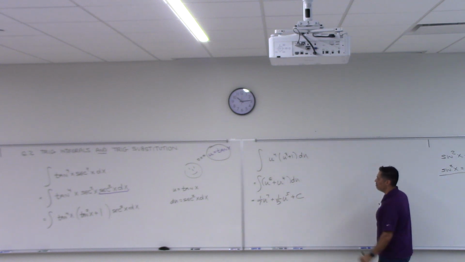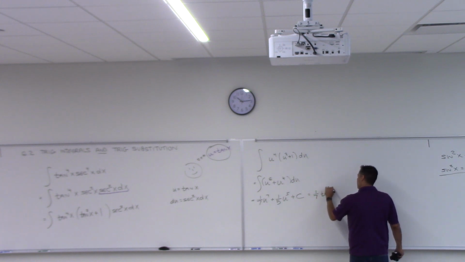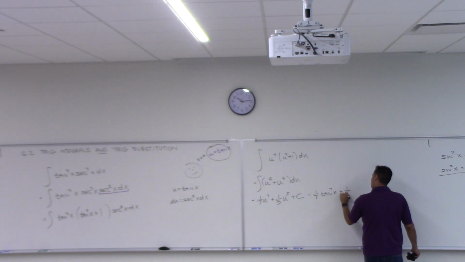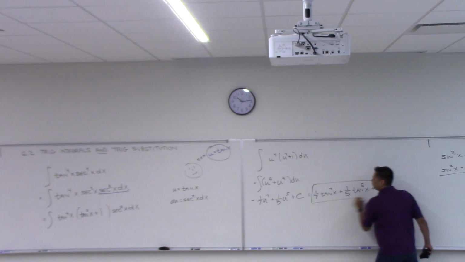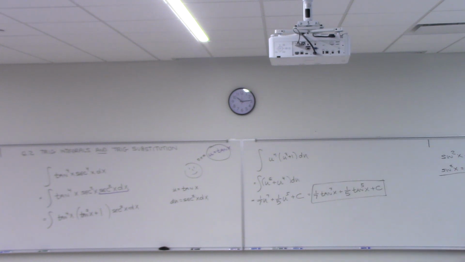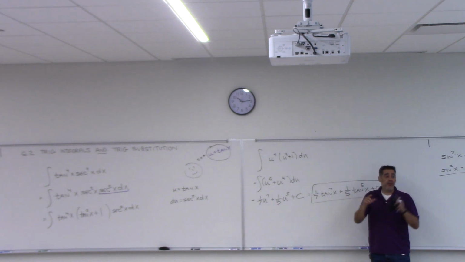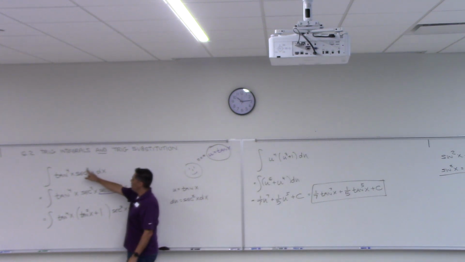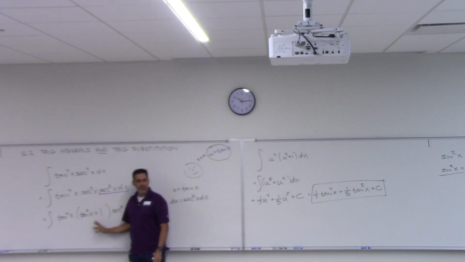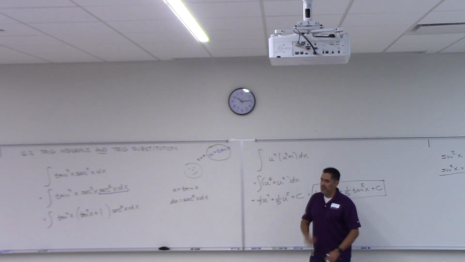And now just replace your u's with tangent. 1/7 tangent to the seventh x plus 1/5 tangent to the fifth x plus c. There we go. So in the steps that I'm not showing you, it says if you've got tangent and secant together and your secant is even, peel the secant squared off and then rewrite this using Pythagorean, right? The steps are there. That's if the secant is even.